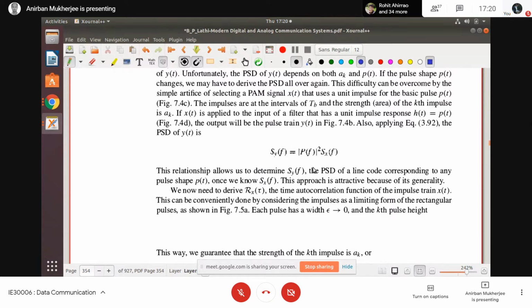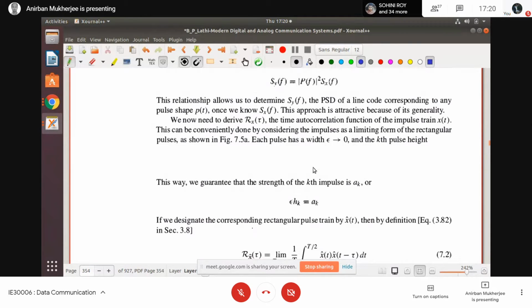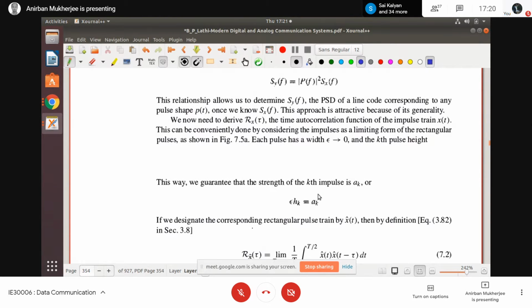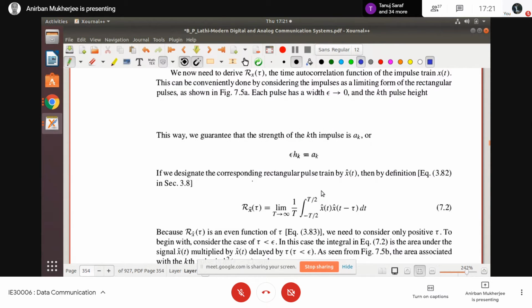Now let us simplify things a little. Let us make certain assumptions. First of all, I am assuming each pulse has a width of epsilon, which is tending to 0, and the pulse height is HK, so that AK is the area, where epsilon is the width. Epsilon tends to 0 and HK tends to infinity, so that the area AK is finite.